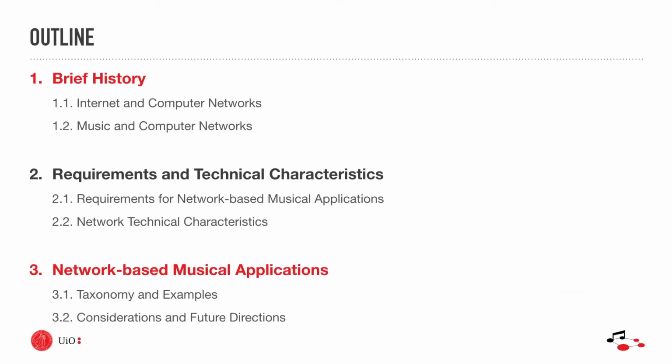This video is organized in 3 segments. In the first, there is a brief introduction and history of the internet and of music with computer networks. In the second segment, I'll talk about the requirements for playing music together over the network and the technical characteristics of the network itself. And in the last segment, I'll talk about different network-based music applications. In the description, you find timestamps, so you can directly skip to the section you're most interested in.